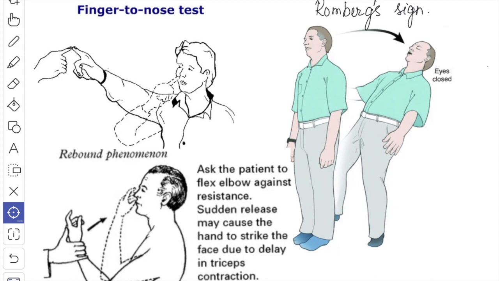Then you have dysarthria or scanning speech. The speech is slurred, prolonged, explosive, and with pauses in wrong places. The fifth feature is the rebound phenomenon. The patient is unable to check the action of the agonist muscle by the corresponding antagonist muscles.